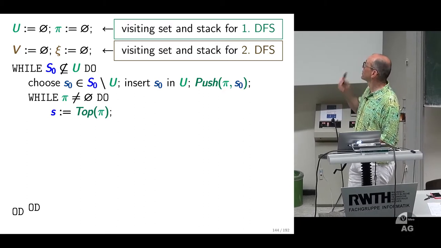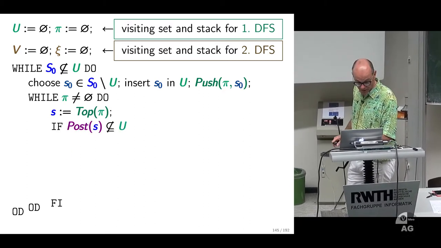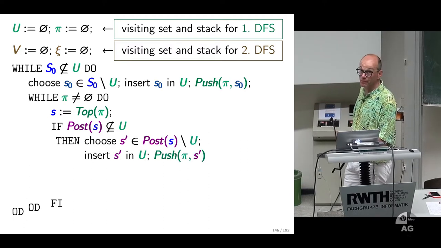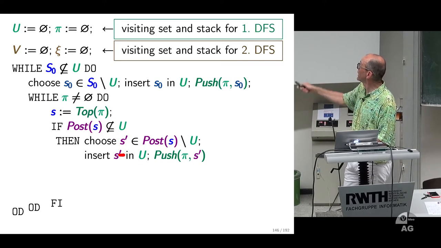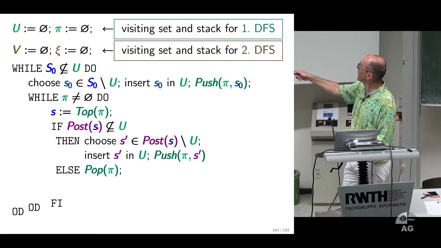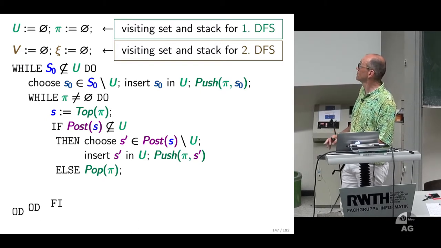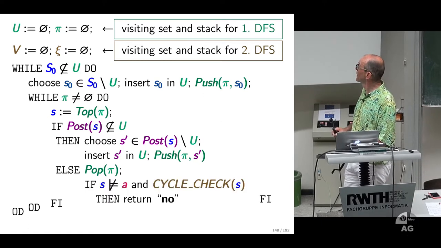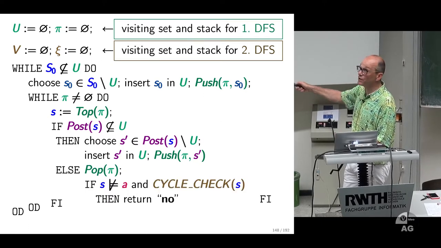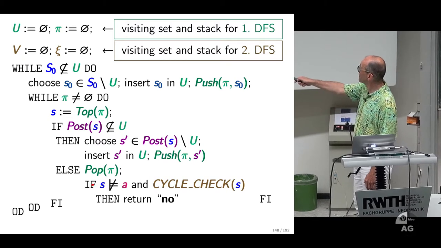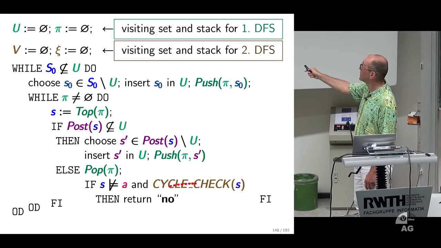Good. Now, as long as the stack is non-empty, take the top of the stack. If this state has successors that I did not yet consider in the outermost depth first search, then consider them, which means pick one of those states, insert it into U, and push it on the stack. Else, if all successors of S have been completed, you can pop it from the stack, because you have finished your orange, the outermost depth first search starting from that state. And now you're going to check. That means I have completely completed my orange outermost depth first search starting from S. Now you check if S is a bad guy, check whether it's on a cycle, and return no.